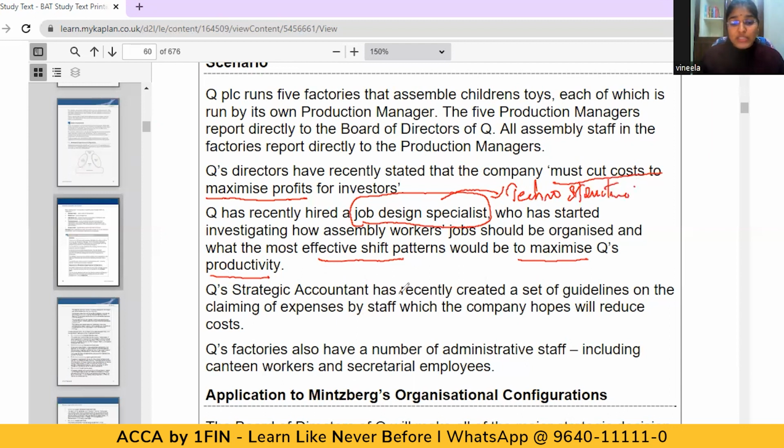Q's strategic accountant has recently created a set of guidelines on claiming of expenses by staff, which the company hopes will reduce cost. So there is another person in this Q organization who is called a strategic accountant. What has this strategic accountant recently done? Generally, staff will be claiming expenses and getting reimbursement. So in order to claim expenses in a rightful manner, he has set guidelines. Through that, the cost will be reduced. He is also trying to streamline the operational procedures. So this person will also come under your Technostructure.